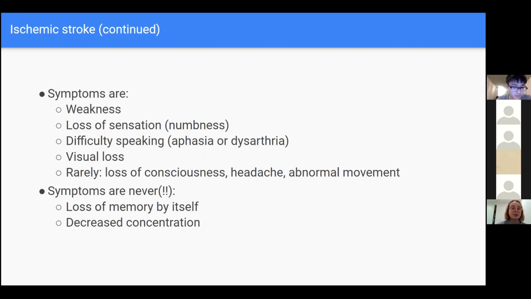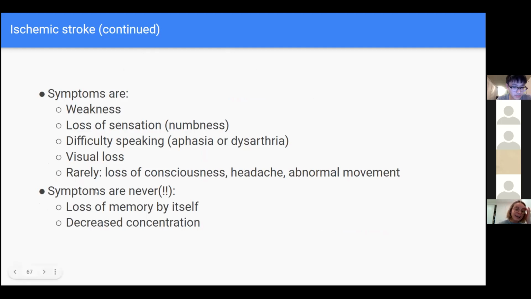So what are the symptoms of ischemic stroke? It's really something like weakness, loss of sensation like numbness, difficulty speaking, so aphasia or dysarthria, or visual loss. And rarely there's loss of consciousness, headache, and abnormal movement. But really, the 4 main symptoms are the ones that I just mentioned, and they're the ones that are important to know at our level.